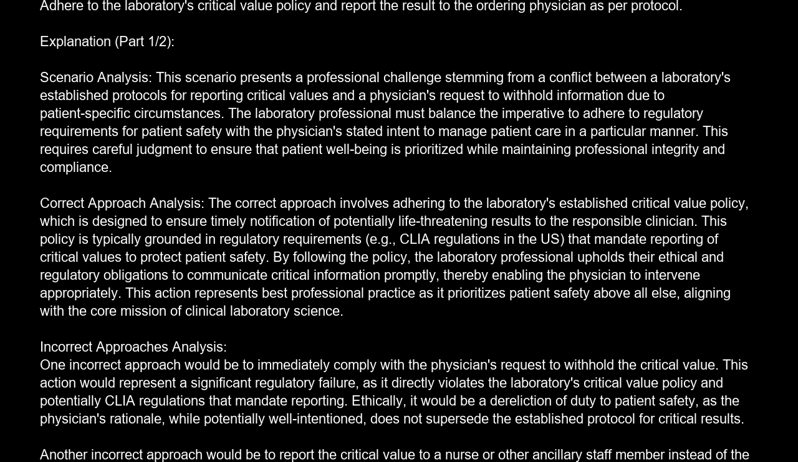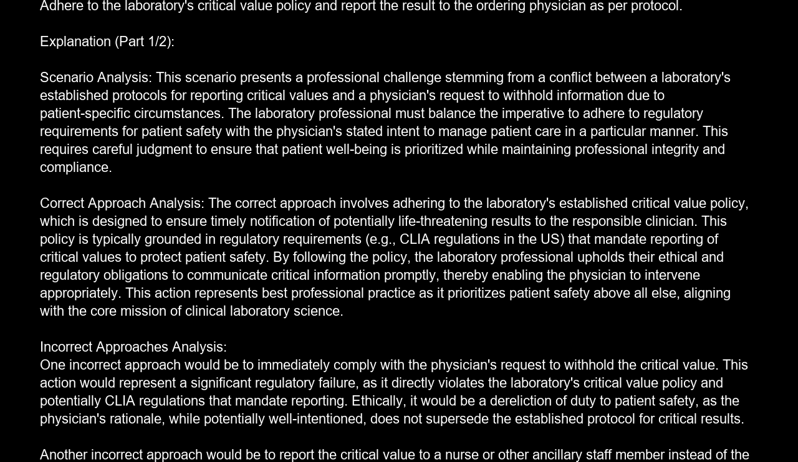This policy is typically grounded in regulatory requirements, e.g., CLIA regulations in the U.S., that mandate reporting of critical values to protect patient safety. By following the policy, the laboratory professional upholds their ethical and regulatory obligations to communicate critical information promptly, thereby enabling the physician to intervene appropriately. This action represents best professional practice as it prioritizes patient safety above all else, aligning with the core mission of clinical laboratory science. Incorrect approaches analysis.